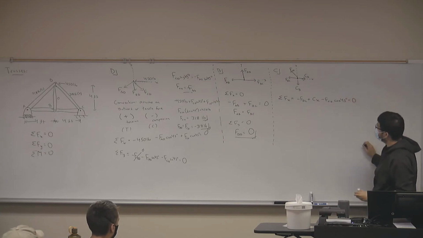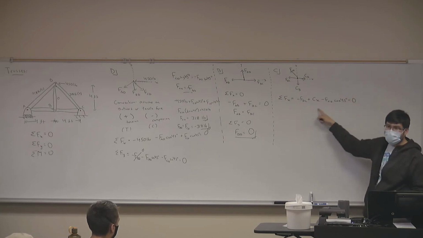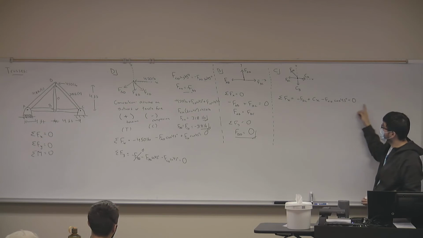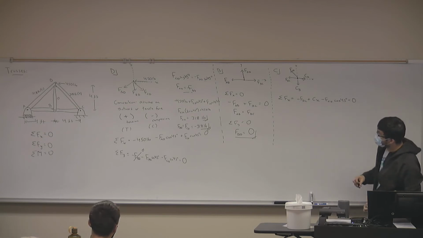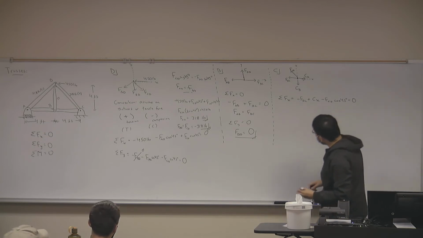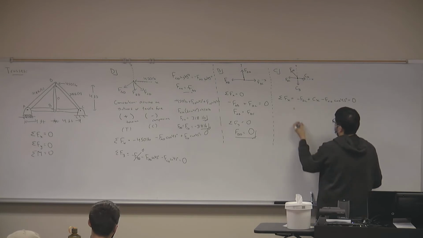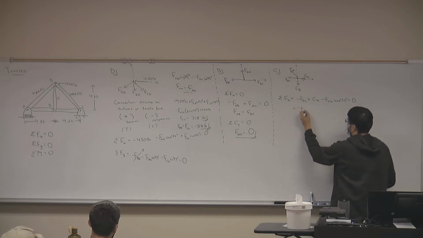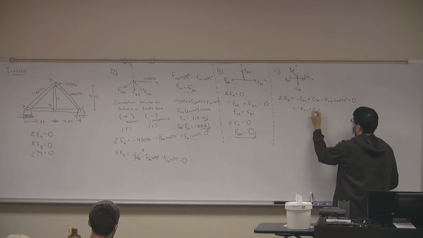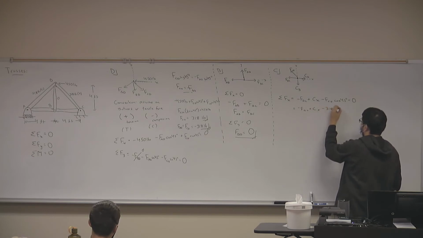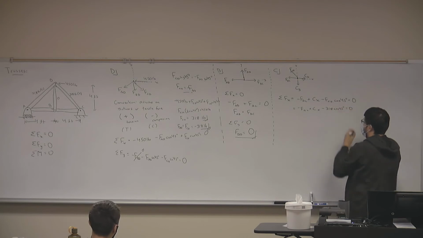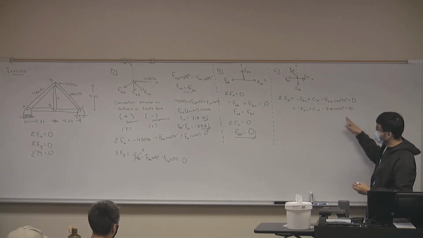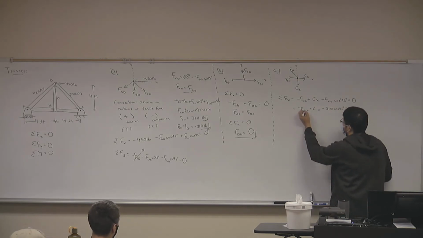Now this equals 0. Do we know one of these forces? What is FCD equal to? 318. Positive or negative? Positive. Okay, so I get that minus FBC plus Cx minus 318 cosine of 45 equals 0. How many unknowns? Okay, we still can't solve it yet, but we're getting there.